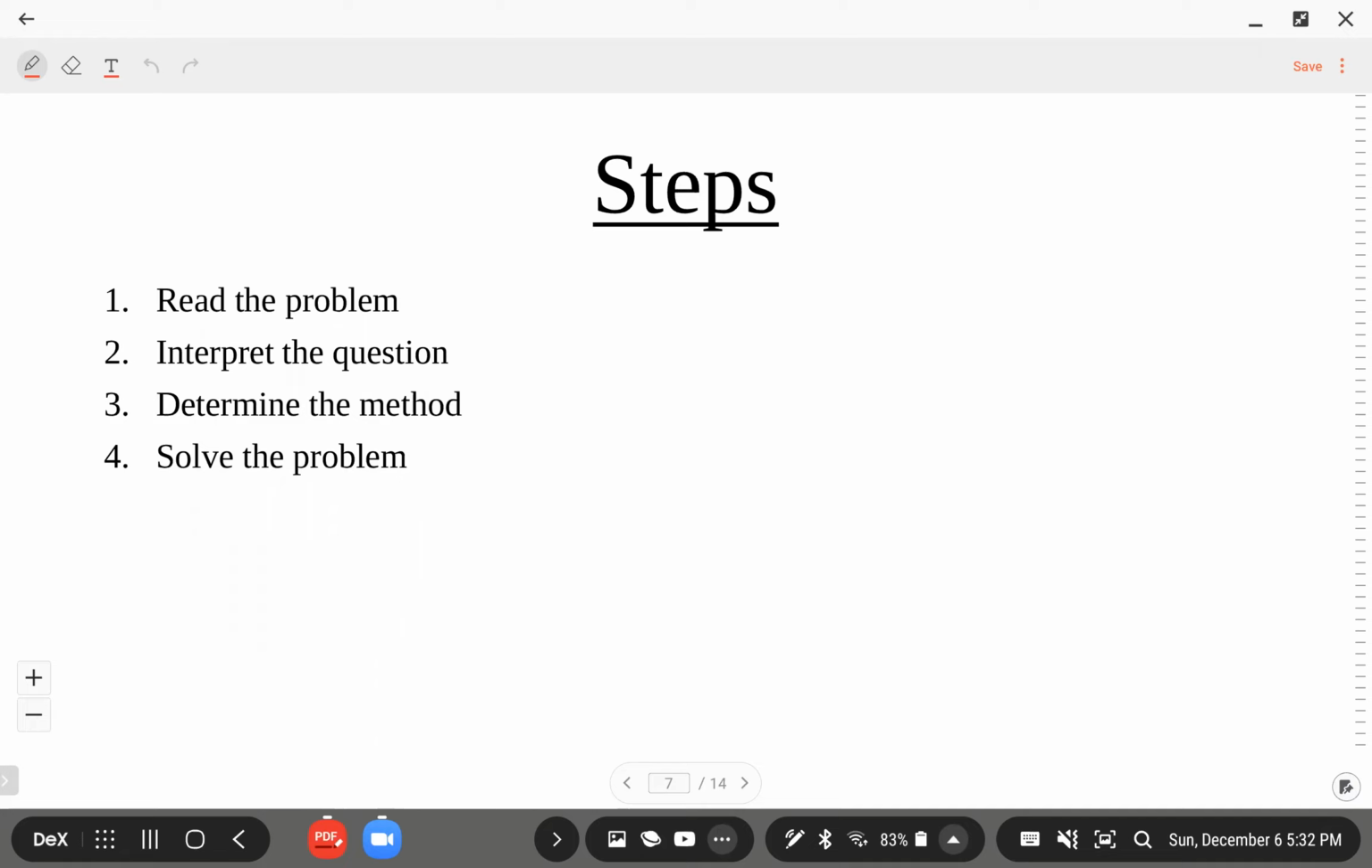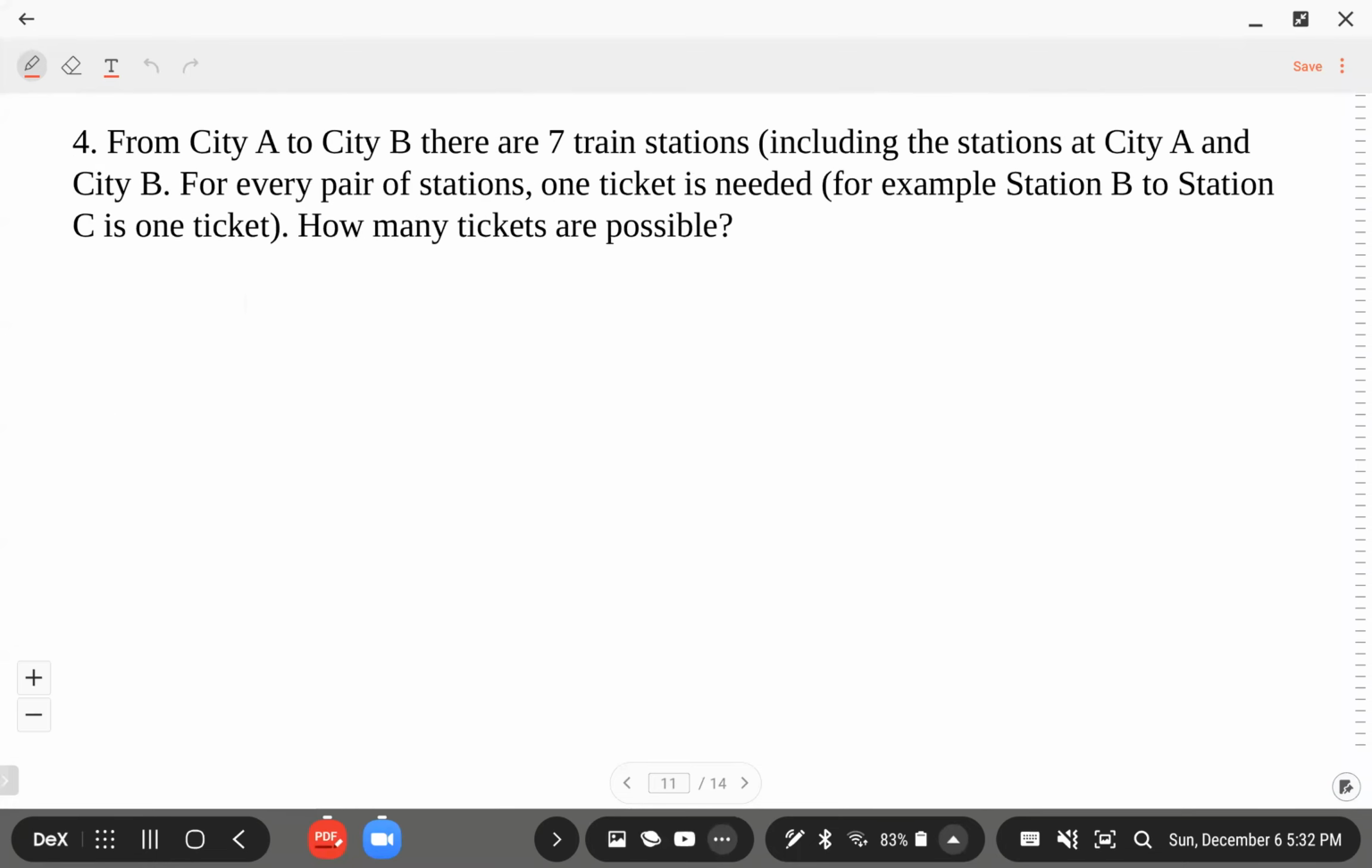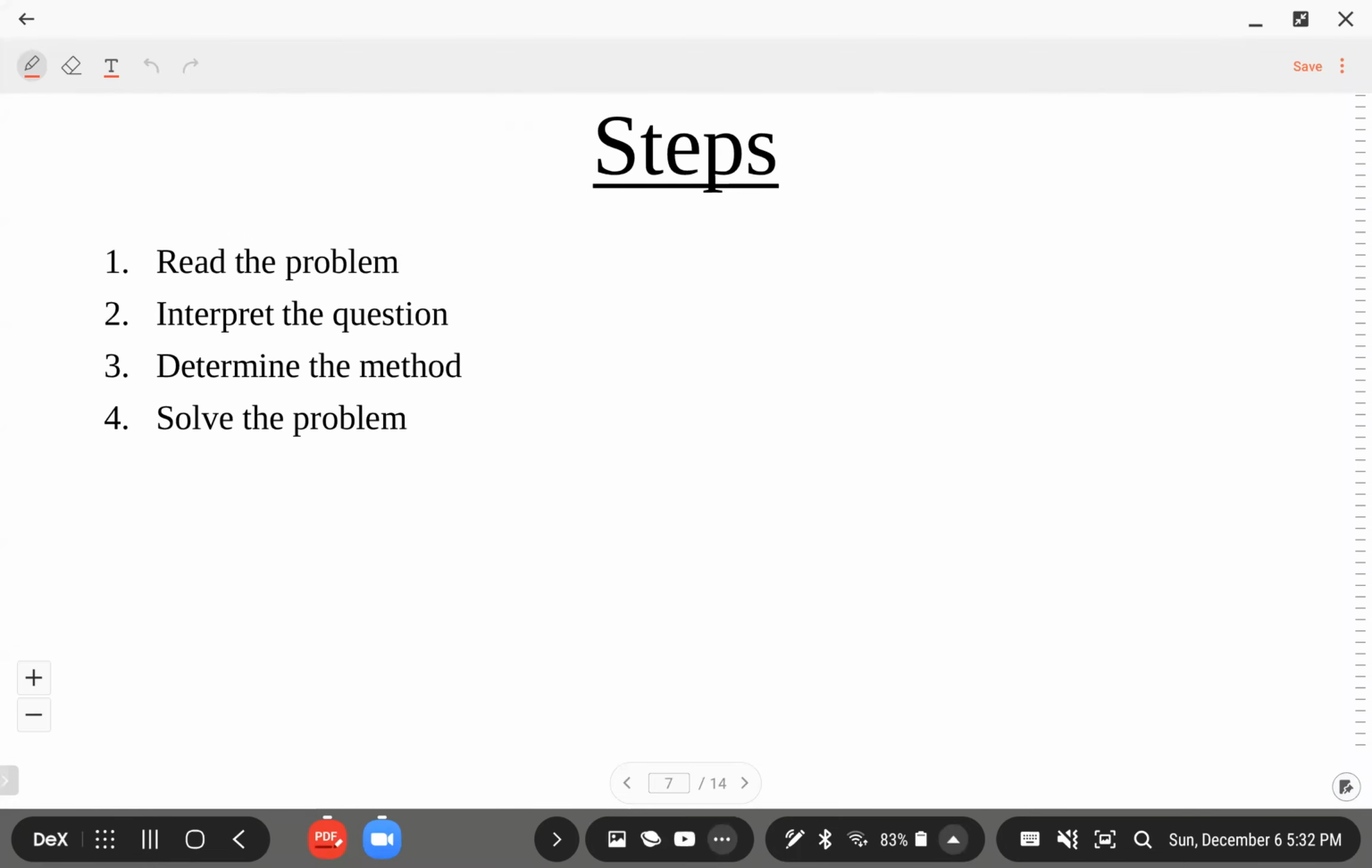Now that you've probably read through them, let me explain. First, of course, you read the problem. All of these problems I'm going to give you are word problems. In counting techniques, they don't really give you the formula, it's not like a linear equation. You have to interpret the question, and these steps will help guide you in solving.